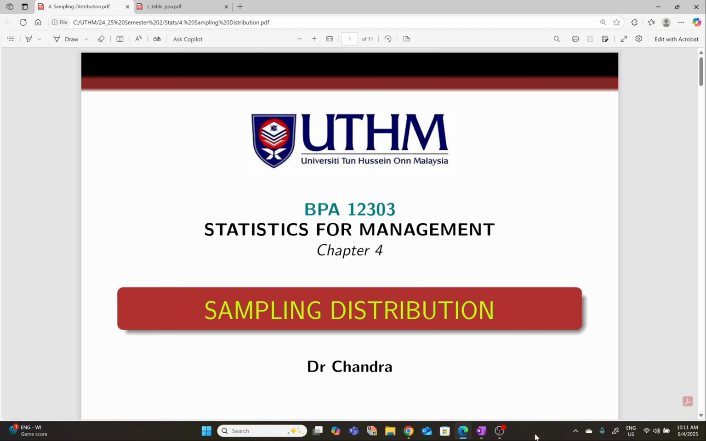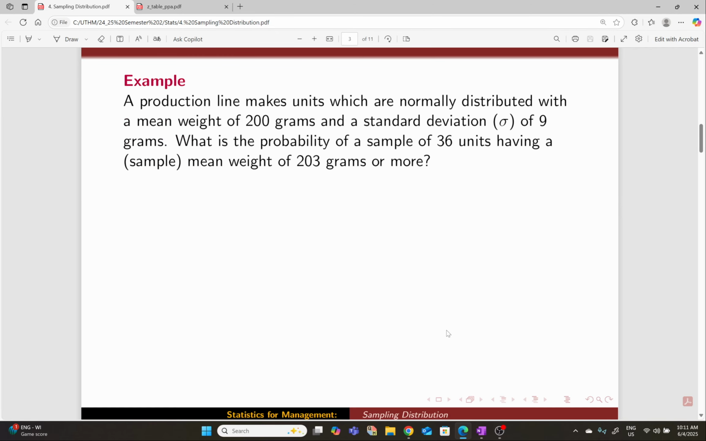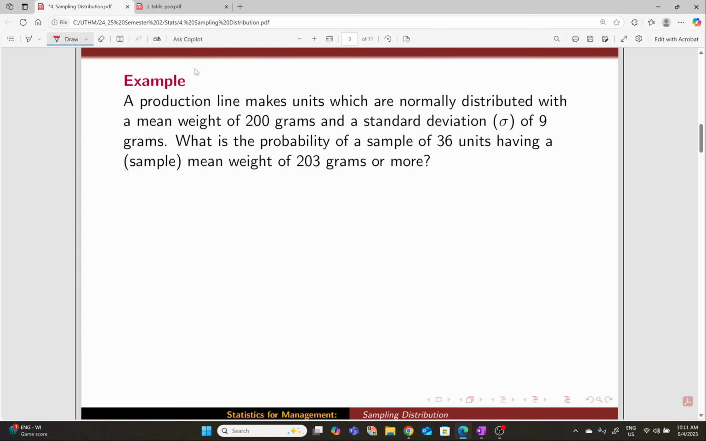Alright, good morning. Today we will do a new chapter known as sampling distribution. This chapter is related to our special probability, normal distribution. Now let us go straight away to the first example here. I have shared the slide with you.